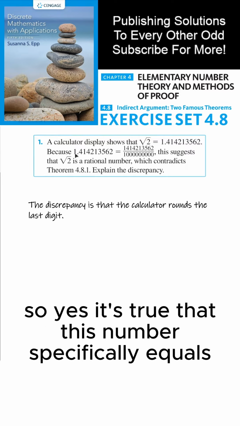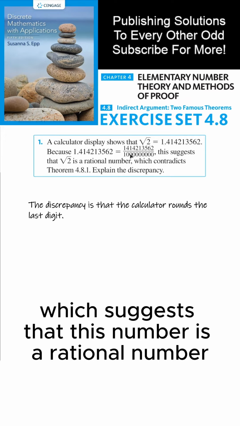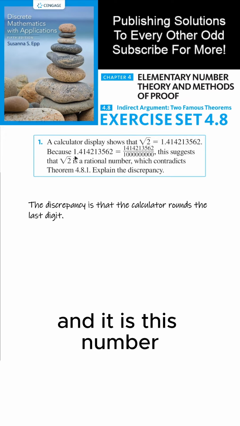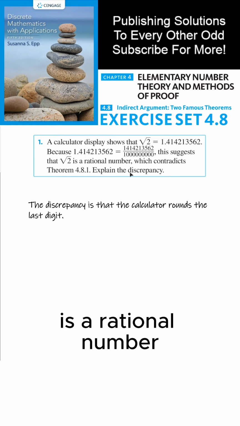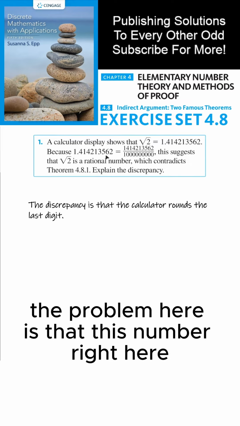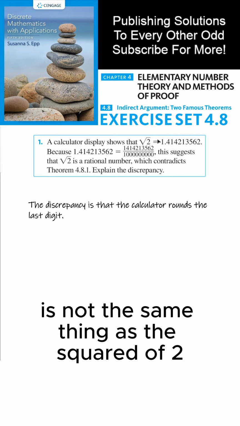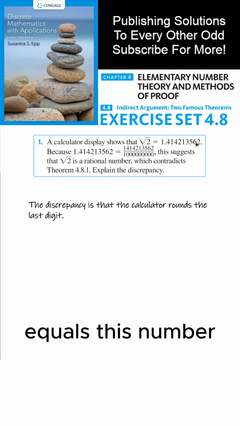So yes, it's true that this number specifically equals this fraction, which suggests that this number is a rational number. And it is. This number 1.4142135562 is a rational number precisely because it is the ratio of these two integers. The problem here is that this number right here is not the same thing as the square root of 2, even though your calculator shows that the square root of 2 equals this number.